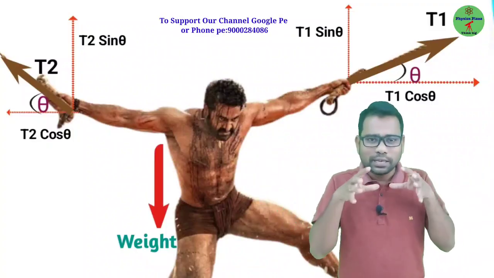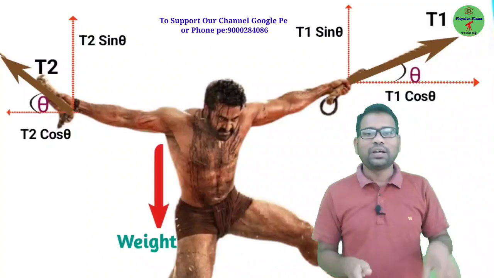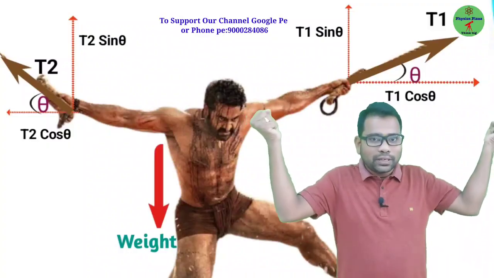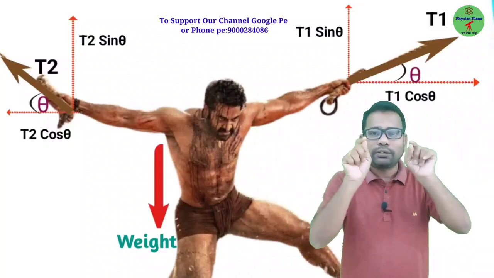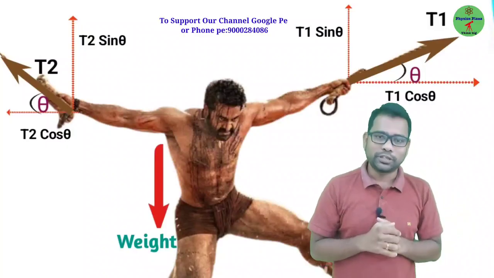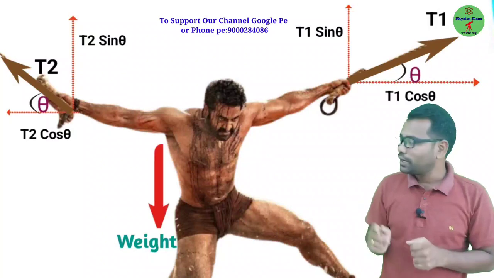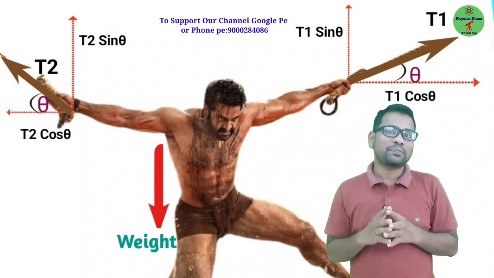Yes, but is he applying the force vertically or horizontally? No, neither horizontally nor vertically. He is applying the force at a certain angle, right? So whatever force is applied by our Junior NTR can be resolved into two components. The horizontal component is cos theta, children. The vertical component will be sin theta.